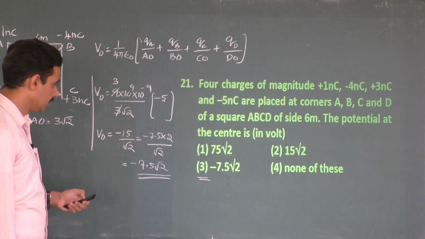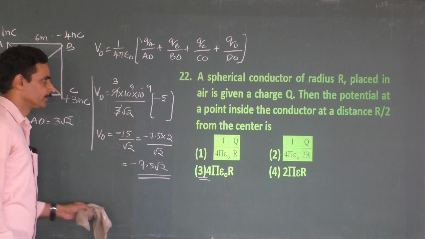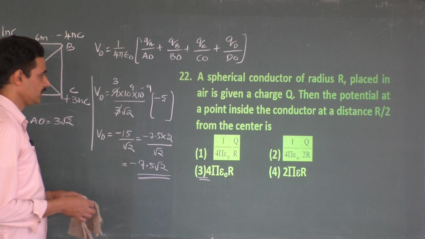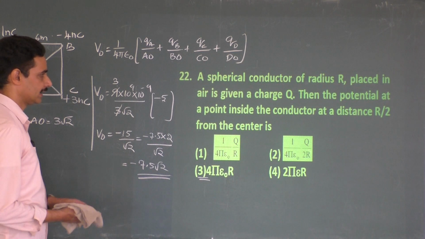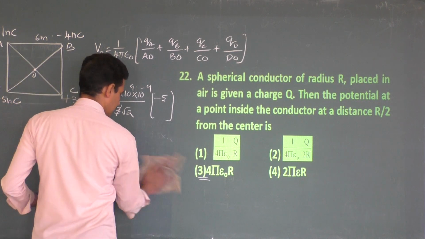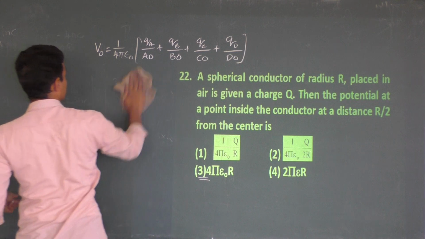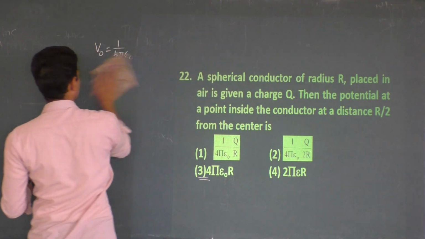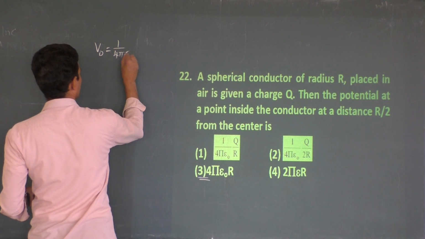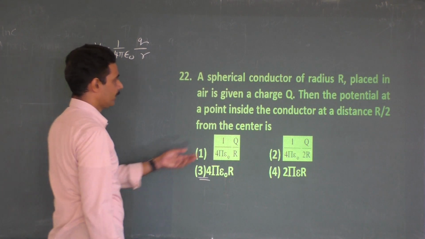Very easy problem. Next problem goes like this. A spherical conductor of radius r placed in air is given a charge q. Then what is the potential at a point inside the conductor at a distance r by 2 from the center? You should know the formula for electric potential. Electric potential is 1 by 4 pi epsilon naught q by r. Now it is r by 2 from the center.